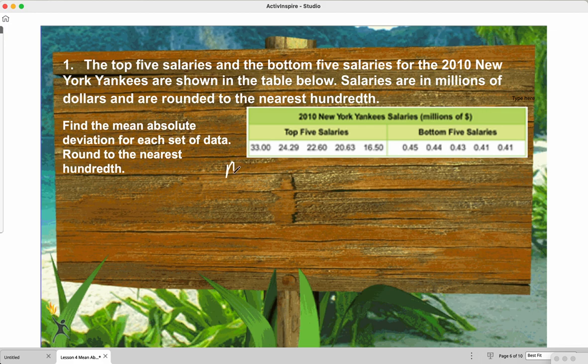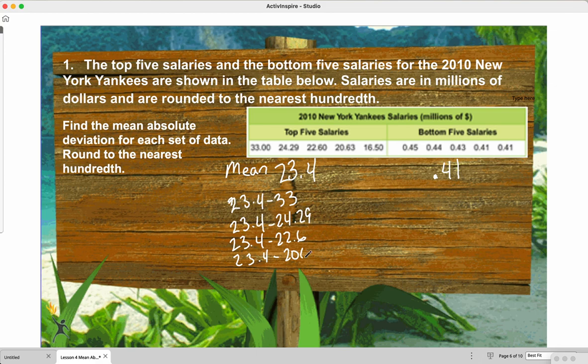So the first thing you found was the mean, at 23 4/10 for this side and at 41/100 for this side. Then you worked out the math and you figured out the mean absolute deviation. So you go ahead and do 23 4/10 minus 33 and keep working all your way down. 23 4/10 minus 24 9/10. 23 4/10 minus 22 6/10, and you keep going all the way throughout until you get your final answer.